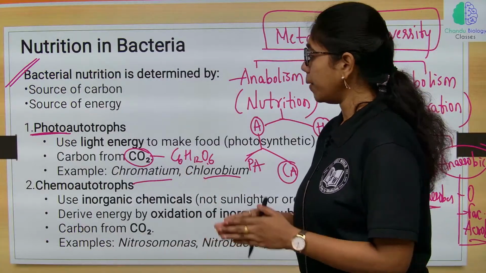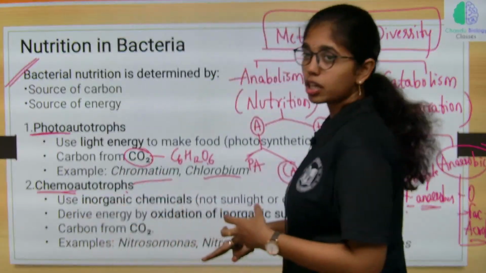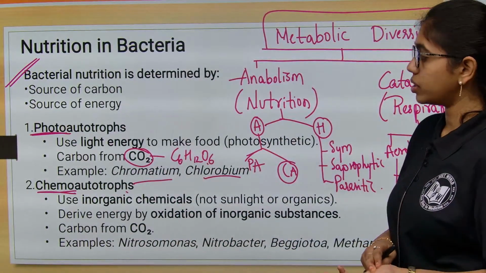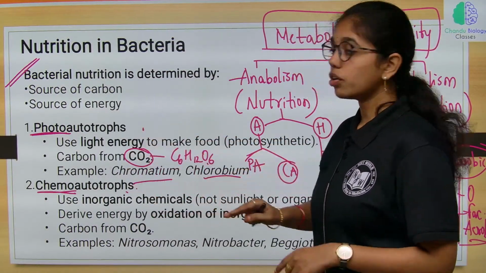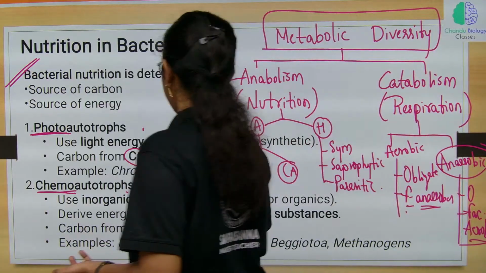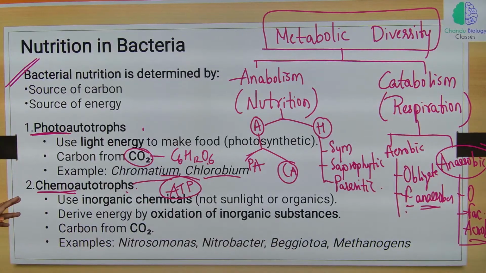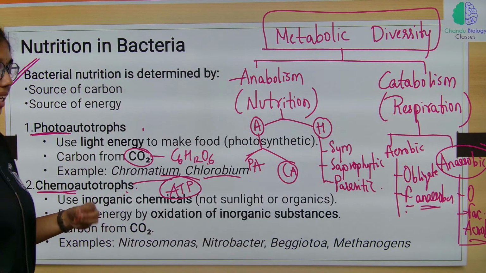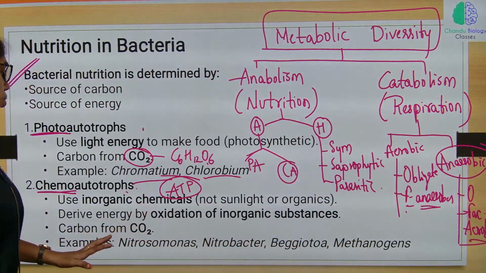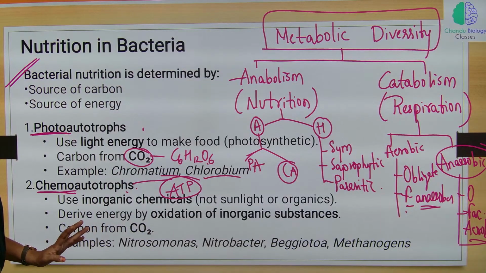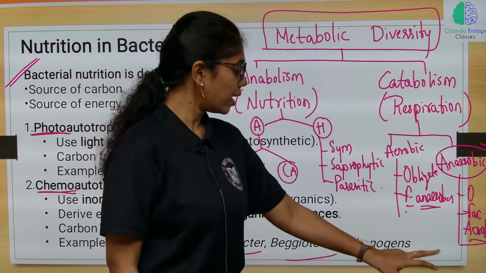And then if you see chemoautotrophic nutrition, chemo means chemicals, inorganic chemical constituents. Here in photoautotrophs the energy is the light energy, but in chemoautotrophic nutrition energy is from ATP. The energy source to prepare the food material is ATP, and the inorganic elements like sulfur, nitrogen, hydrogen, ferrous, these are the electron donors over here, which will fix the carbon dioxide. Best examples include Nitrosomonas, Nitrobacter, Beggiatoa and Methanogens.